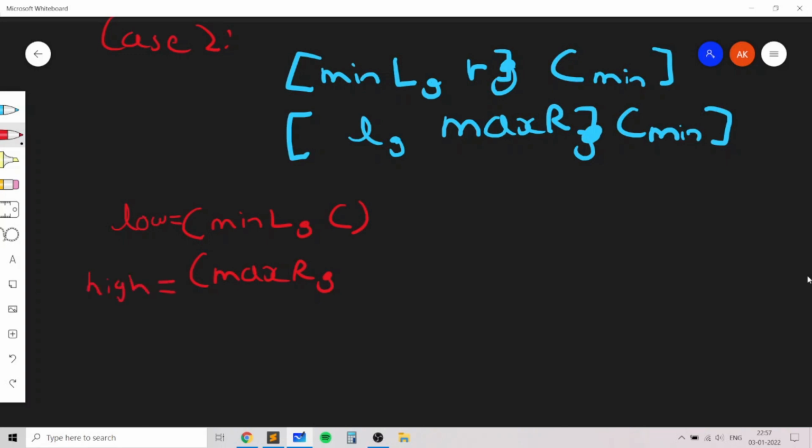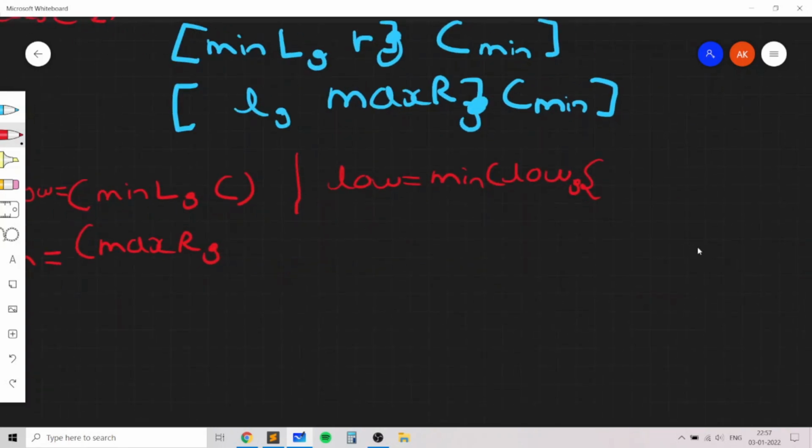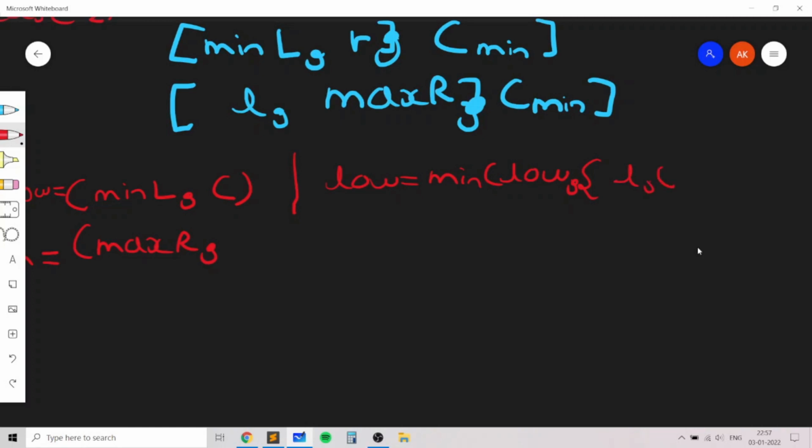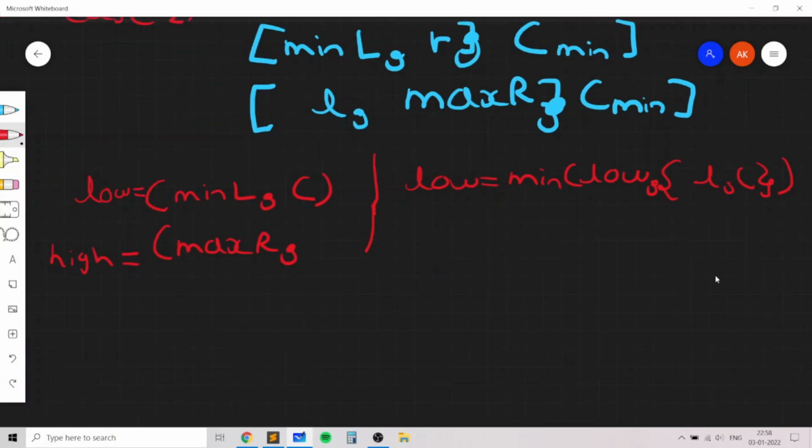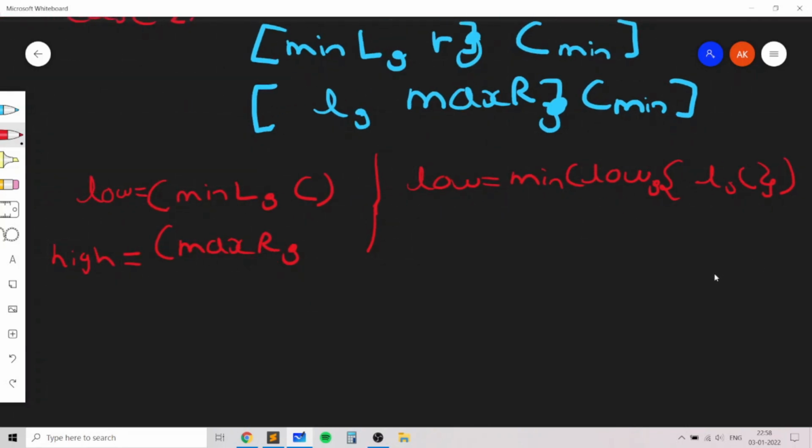When we are at the current point L, R, C, we will set low to be the minimum of low and the pair given by L, C. That's what we will do. We will update min L and we'll also update C. This works out fine because we are minimizing L and we are also minimizing C. However, the second case won't work fine if we use C, because we need to maximize the value of R but minimize the value of C.